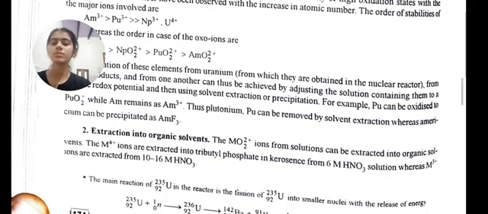Extraction into organic solvents. The metal oxide 2 positive ions from solutions can be extracted into organic solvents. The metal 4 positive ions are extracted into tributyl phosphate in kerosene from 6 M HNO3 solutions, whereas M3 negative ions are extracted from 10 to 16 molar HNO3.